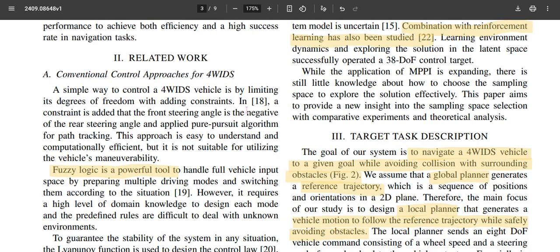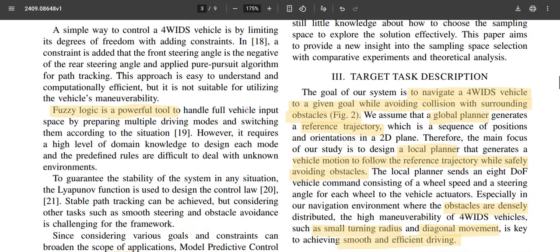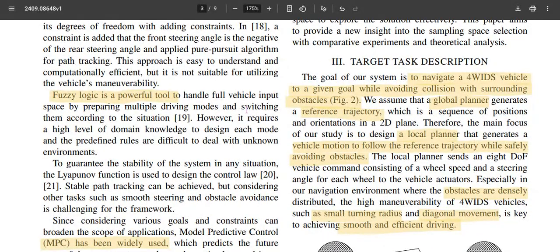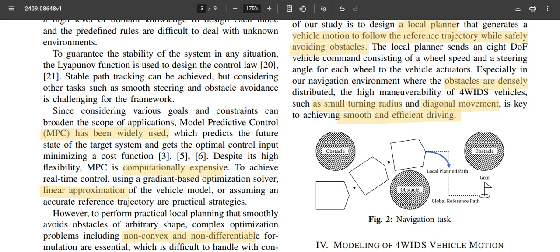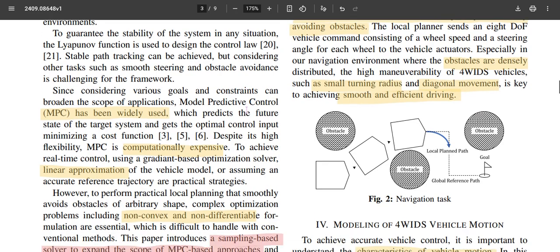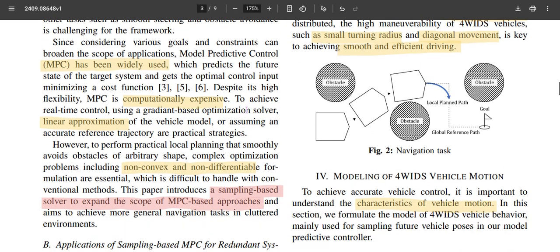Related to control approaches for four-wheel independent driving and steering, fuzzy logic has been utilized in paper 19, and MPC has also been widely used. But as mentioned earlier, MPC is computationally expensive, and they have to go for linear approximations to avoid local minima, and also have to use a differentiable cost function or objective to use gradient-based MPC.